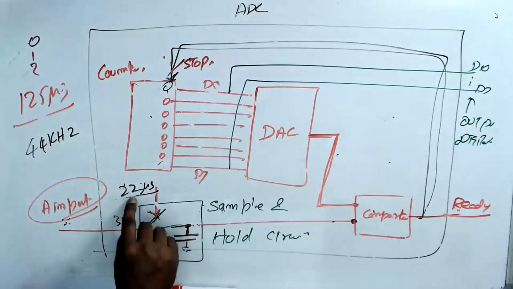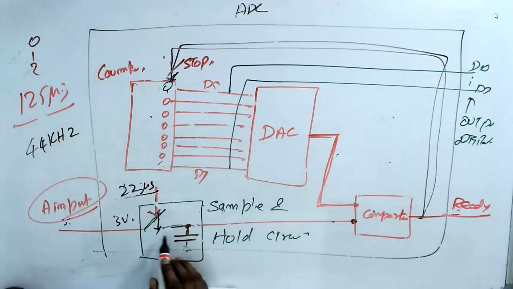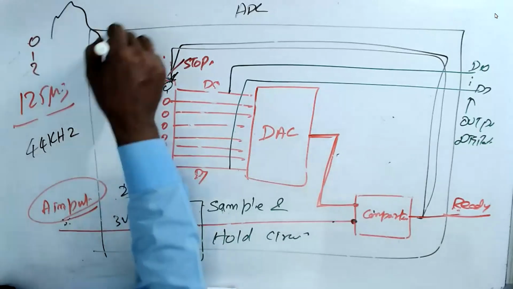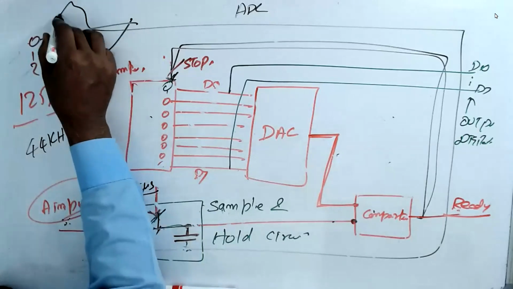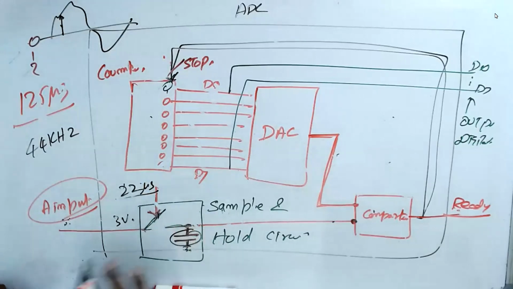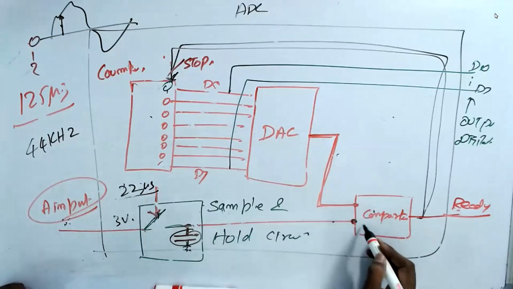So every 22 microseconds, the switch will be on. Then this voltage will come there at that time. See, you have a waveform. When I turn on the switch, whatever voltage, that will be stored in the capacitor. Then the switch will turn off immediately. The voltage will be there, and this comparator will compare the voltage and be ready.